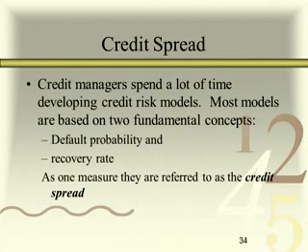Most credit managers spend a lot of time developing what we call credit risk models. Most models are based on two fundamental concepts: the probability of default and the recovery rate if they do default. And as one measure, it's a little summary statistic that we call credit spread. Just like when we had yield spread, the difference between the short term and the long term, now we have credit spread. That's the ratio of the probability and the recovery rate.